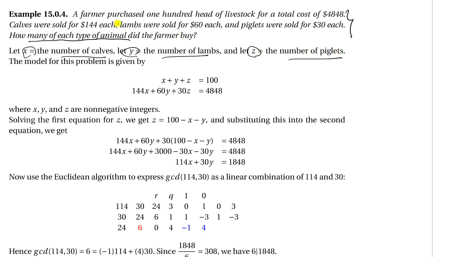Then when it says the farmer wanted to buy 100 heads, right? So when you're adding these three numbers, it must be 100. And each one is worth that much amount, right? So 145 times X plus 60 times Y plus 30 times Z should be the total amount that the farmer paid. Okay?